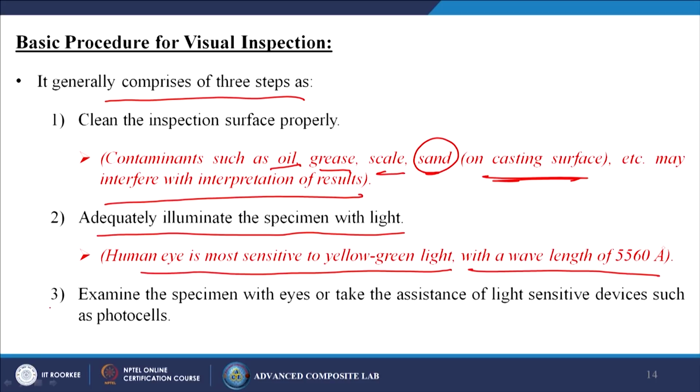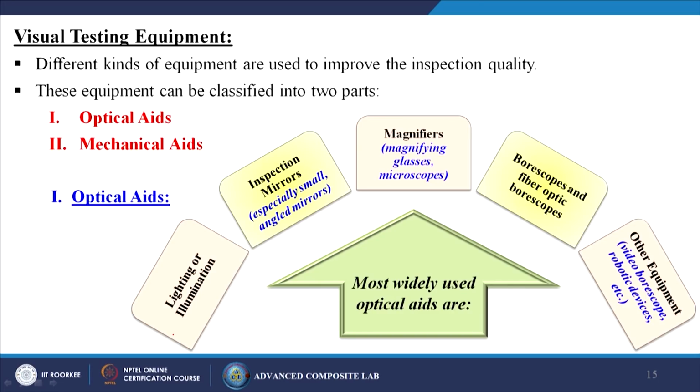Next, the third one is to examine the specimen with the eyes, or take the assistance of light-sensitive devices such as photocells. Now, what are the instruments? Different kinds of equipment are used to improve the inspection quality. This equipment can be classified into two parts. One is called optical aids and the second one is called mechanical aids. So, what are optical aids? Generally there are several types of optical aids available.